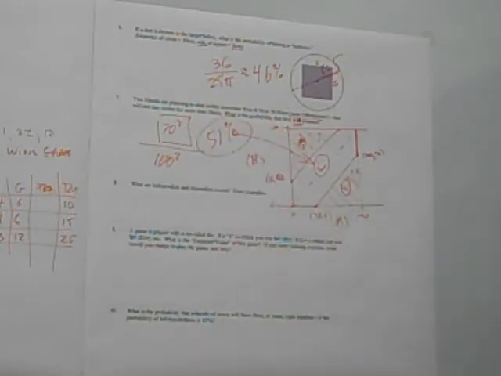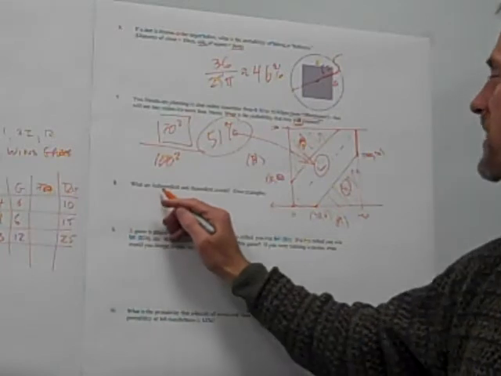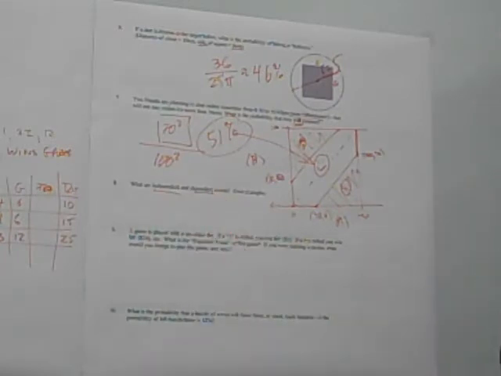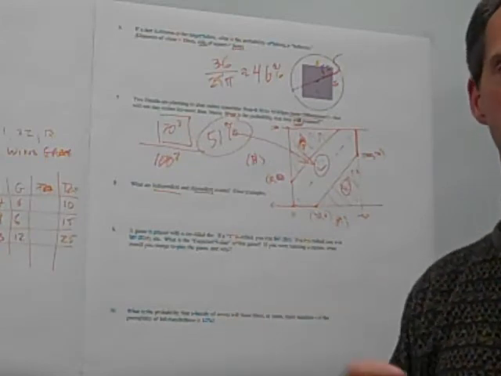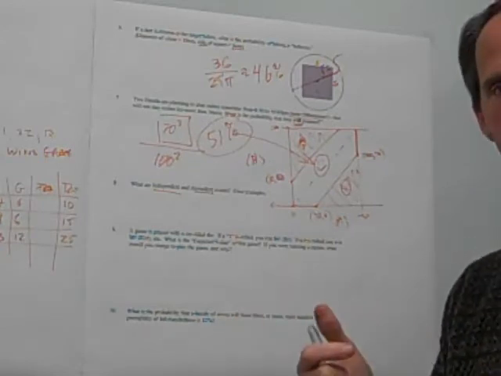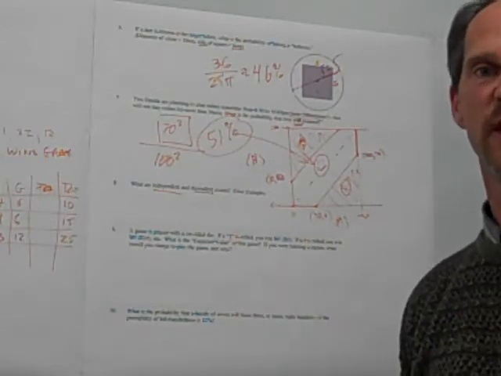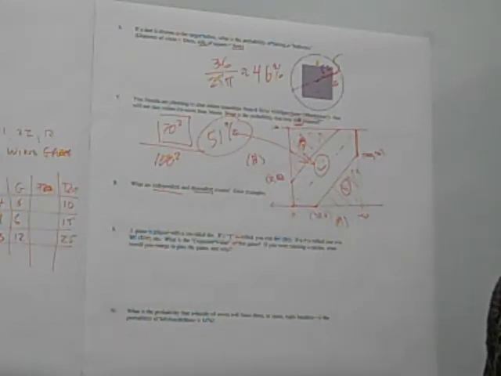Very close to 50-50. Okay, what are independent and dependent events? Independent events are events that do not affect each other. I can toss a coin, I can pick it up, I can toss it again, the probability is the same. That's an example of that.